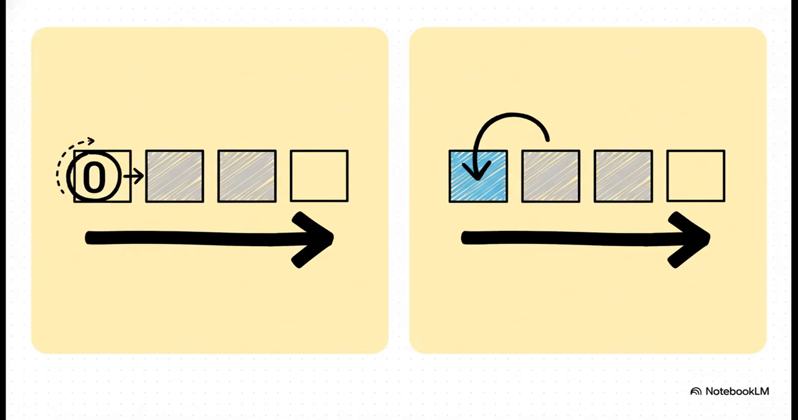But an arithmetic shift is a bit smarter. It looks at the most significant bit. That's the one that tells us if a number is positive or negative, and it copies that bit into the new space. Now, why would it do that? Well, it's absolutely essential to make sure that when you divide a negative number, the answer actually stays negative.